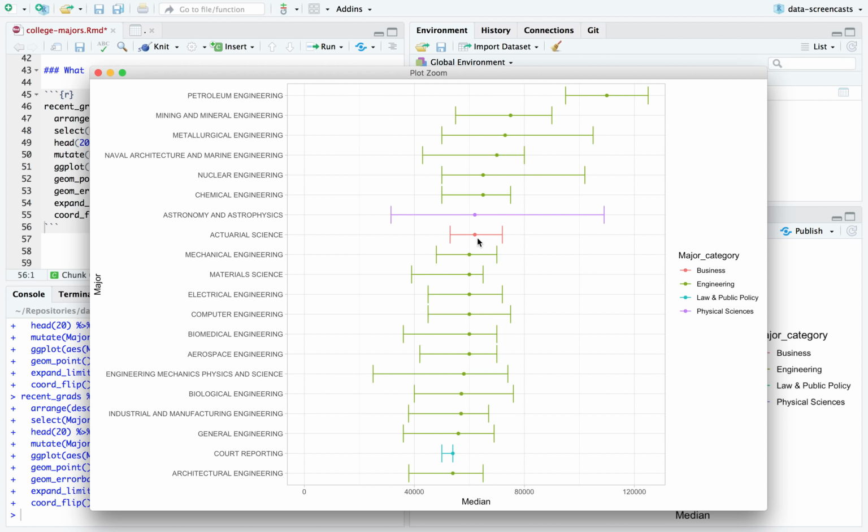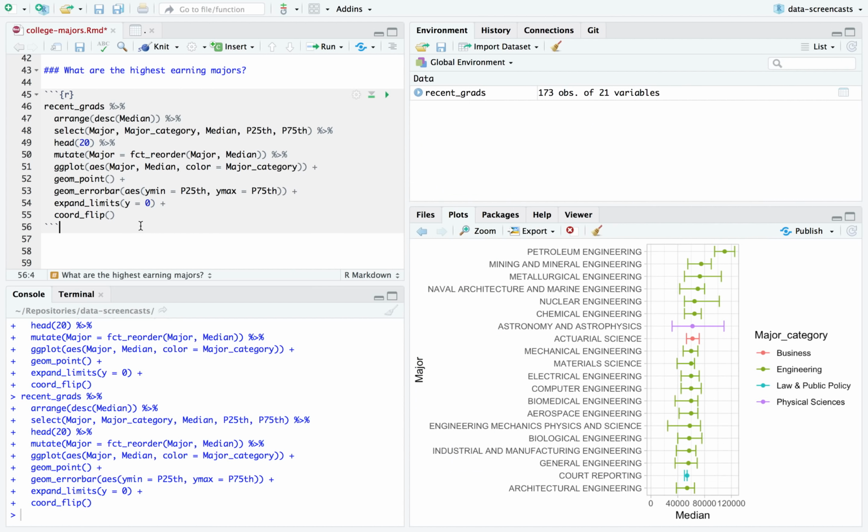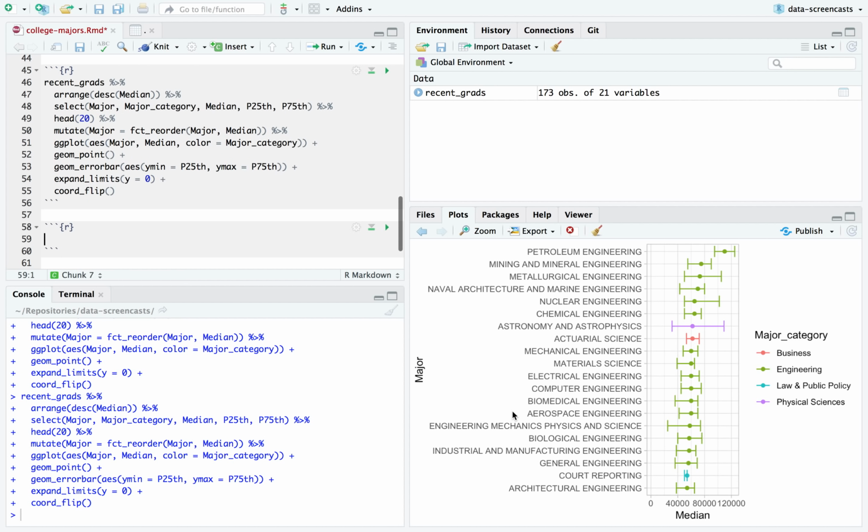Later we might look at the interquartile range, the 25th to the 75th, and look at how that varies. For now, this is a solid plot. I'm probably going to keep that one if I was to turn this into a blog post.